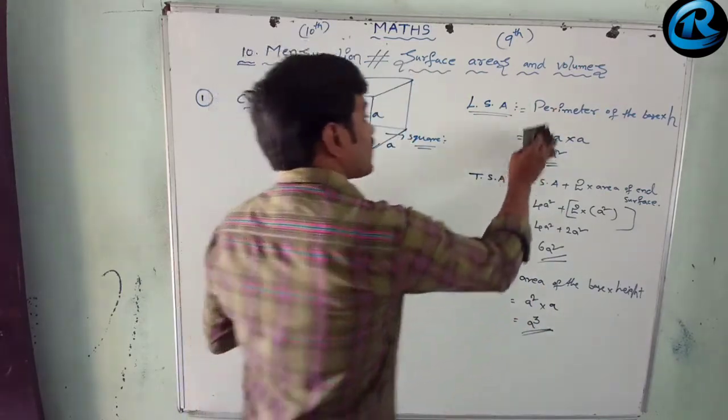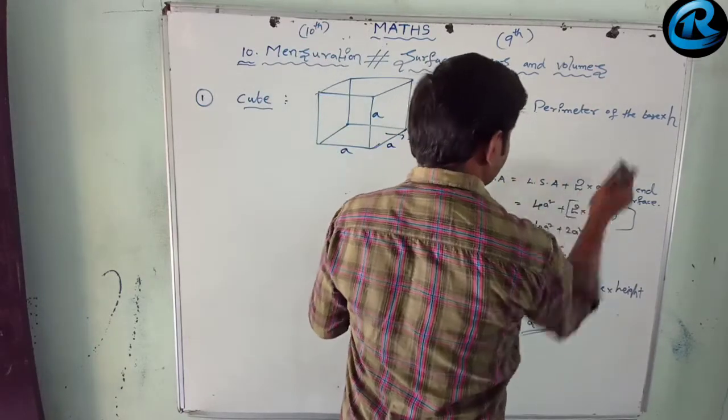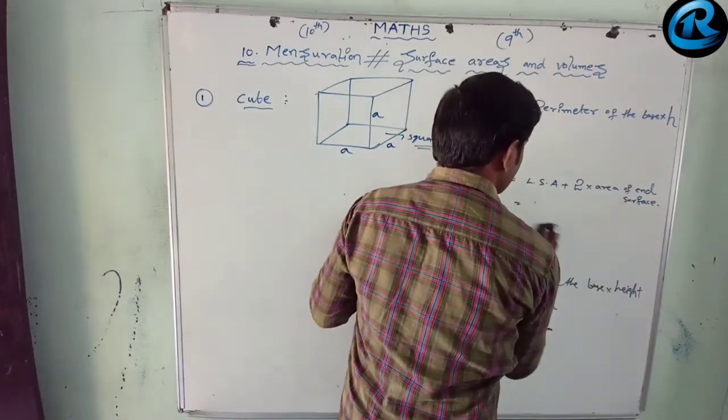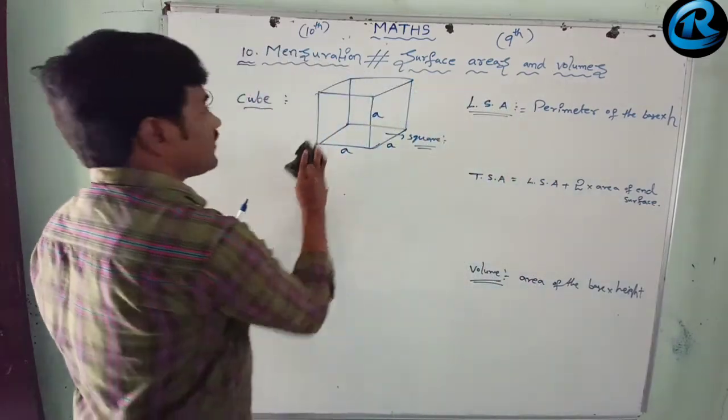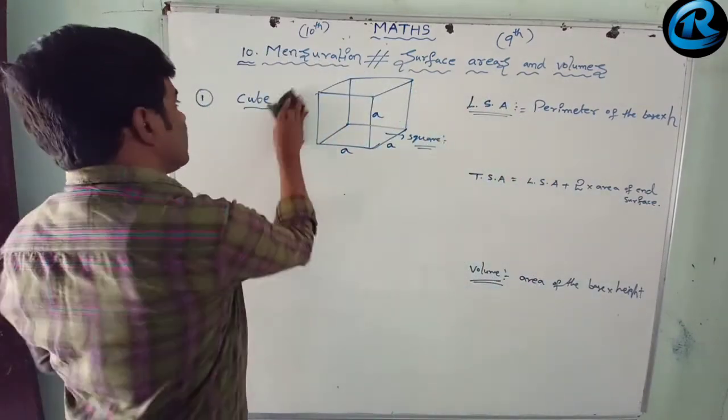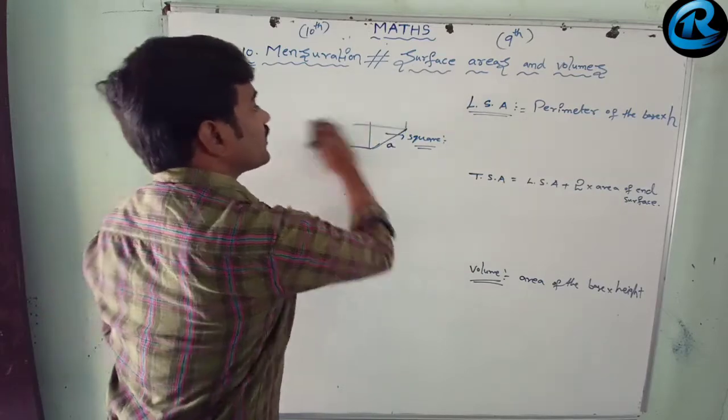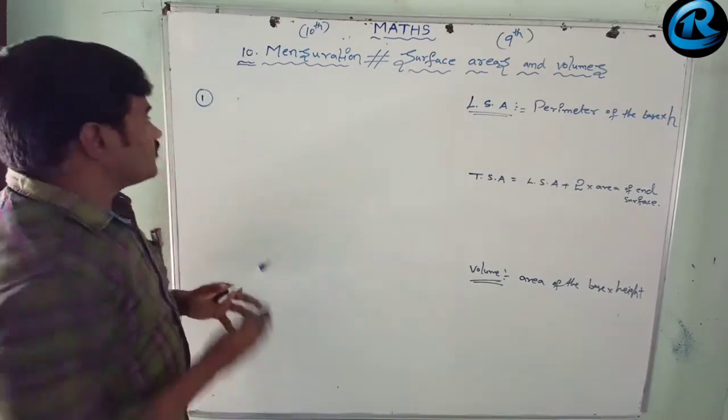Okay? Let us go for it. The same formulas will help us find the others. Here we have taken a cube. Now let us go for the cuboid. Second one, we discuss the cuboid.